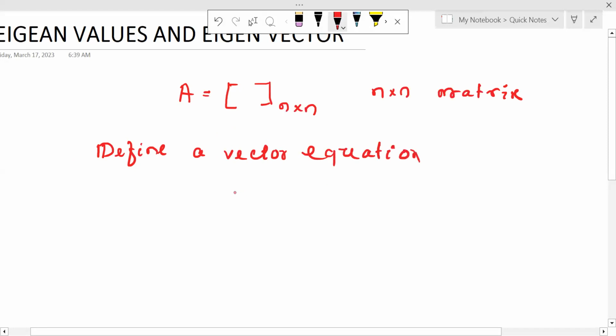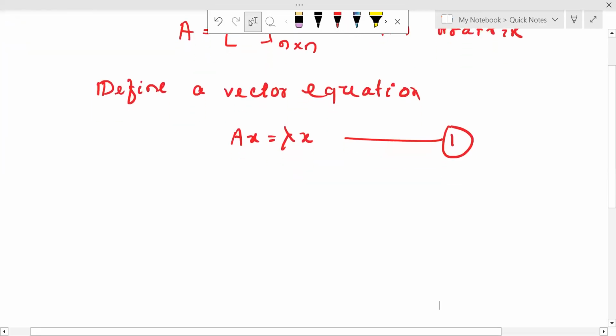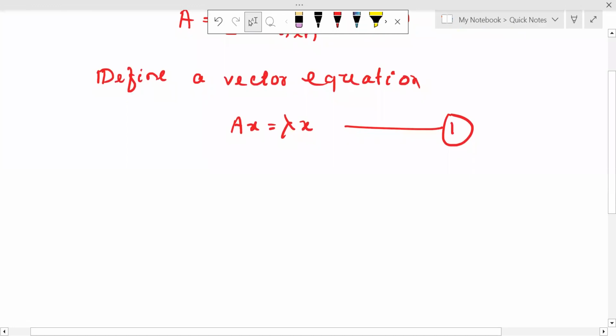What is this vector equation? That is Ax is equal to lambda x, and we name that equation 1. What is x and what is lambda? x is an unknown vector and lambda is an unknown scalar.